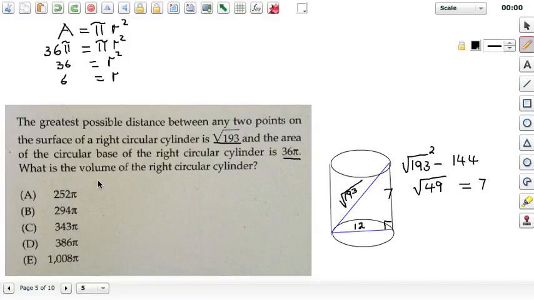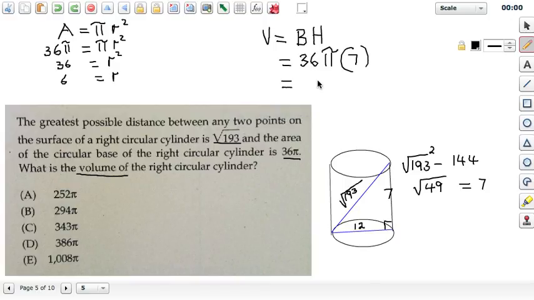And the question is, what is the volume? Remember, the volume is given by the base area times the height. That's the formula for the volume of any shape. So the base area was given as 36 pi. And you just calculated the height. And the final answer is 252 pi. It's A.